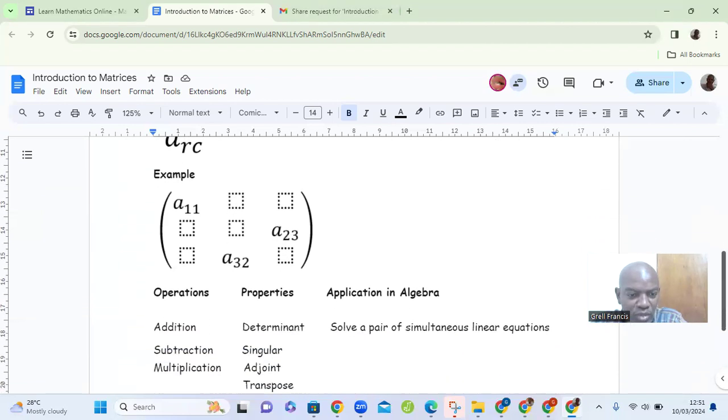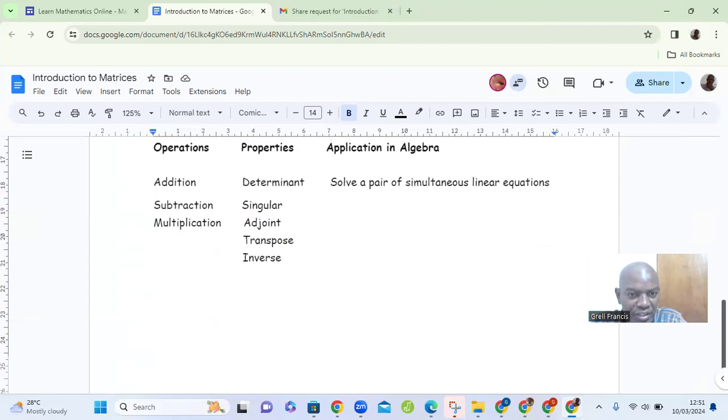Now let's move on to talk about the operations, the properties, and the applications in algebra. So the operations in matrices will be addition, subtraction, multiplication. There is division, but it is like inverse multiplication. We'll see what that means.